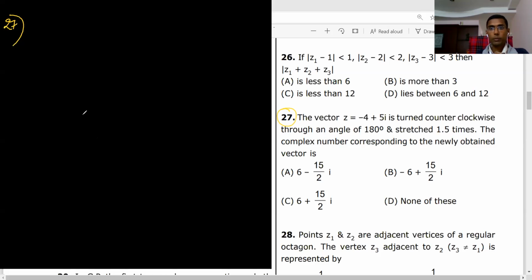Newly obtained vector is. So here this vector z is turned. Let's say this is origin, and z is here. What is that? -4 comma 5. 5i means 5. So this is the z vector, and this is the origin. Now z is turned counterclockwise direction like this, 180 degrees.